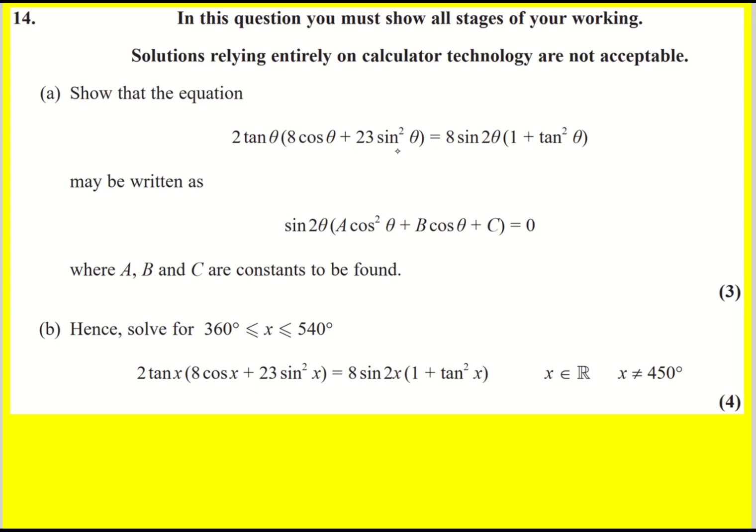Show that the equation at the top can be written as this. So we've gone from something involving tan, cos, sine, and sine 2 theta to something that just involves sine 2 theta and then a quadratic in cos. So I don't want to change this sine 2 theta. I think that's okay as it is. What I need to get is a sine 2 theta on the left-hand side.